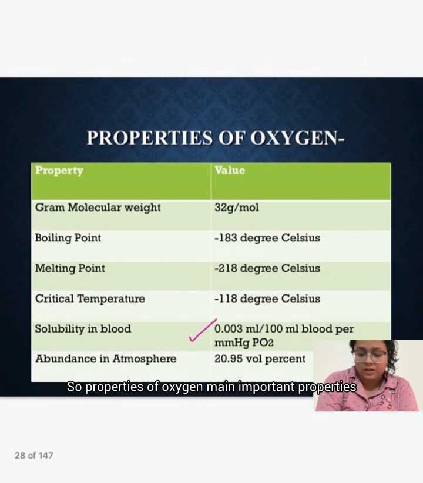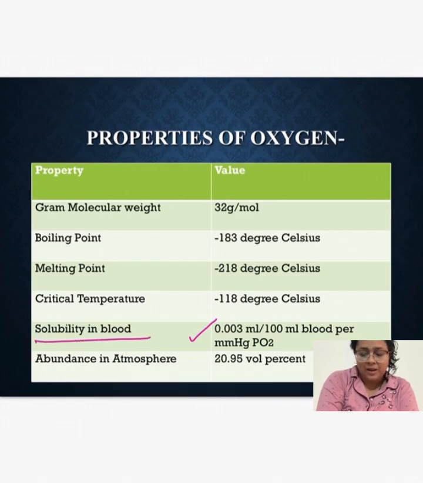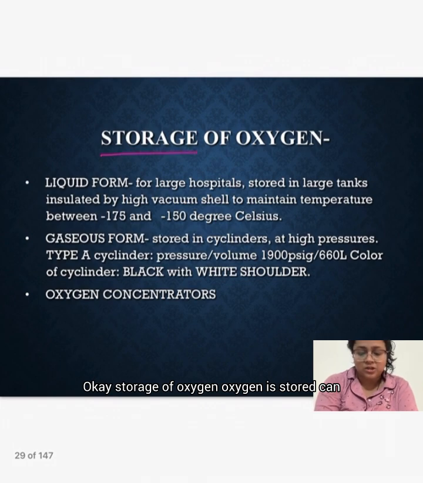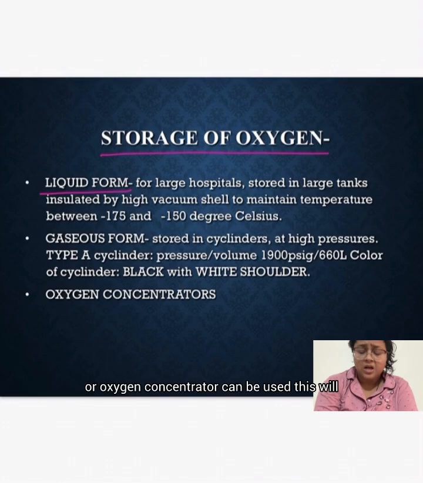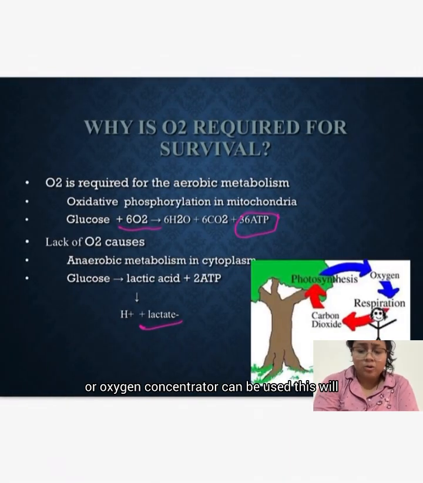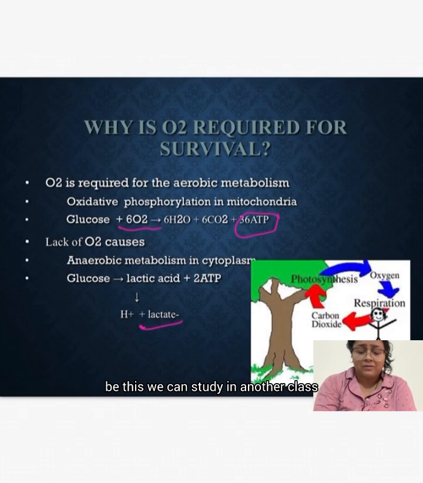So, the main important properties of oxygen: solubility in the blood is 0.003 ml per 100 ml of blood per mmHg. It is 20.95 volume percent. Okay. Storage of oxygen: oxygen can be stored as liquid or gas, or an oxygen concentrator can be used. This we can study in another class.